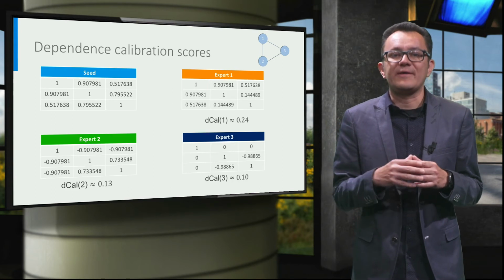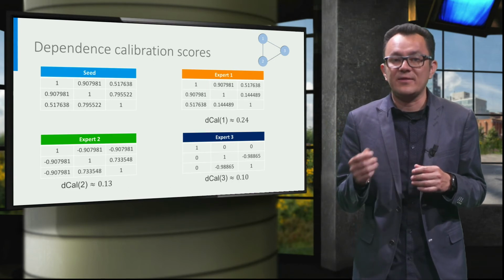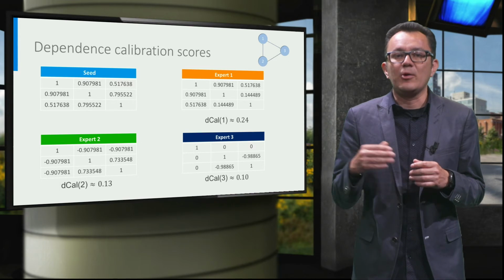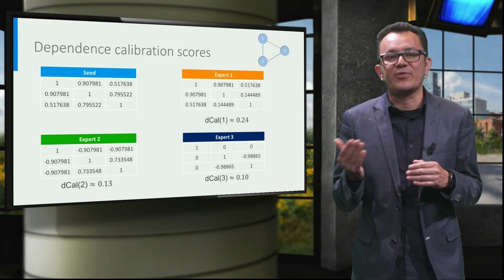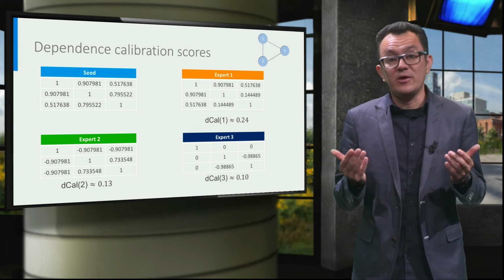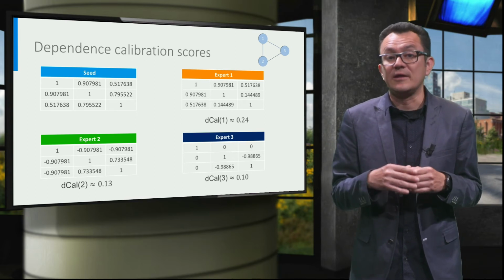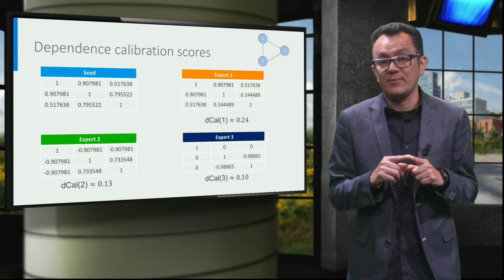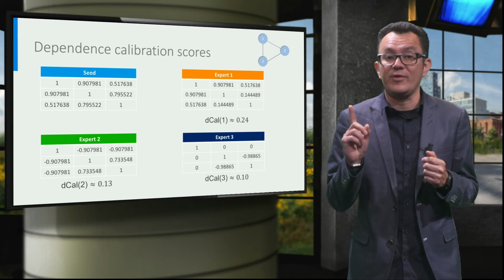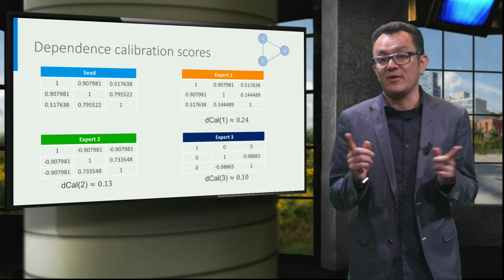Going back to our example, we may see that the dependence calibration score is about twice as large for expert 1 than for experts 2 and 3. We may use this score similarly as in Cook's model in order to combine experts' assessments of dependence into a decision maker dependence model.